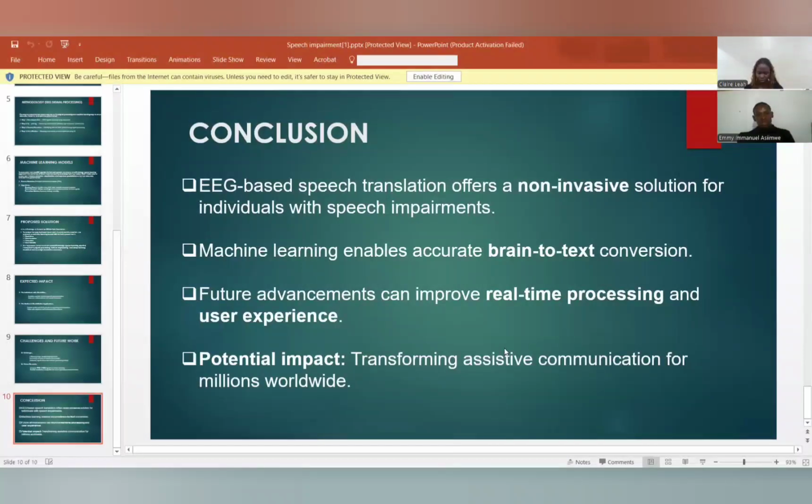Then potential impact: it transforms assistive communication for millions worldwide. It would be useful in that communication won't be an issue now, it will be a solved issue.